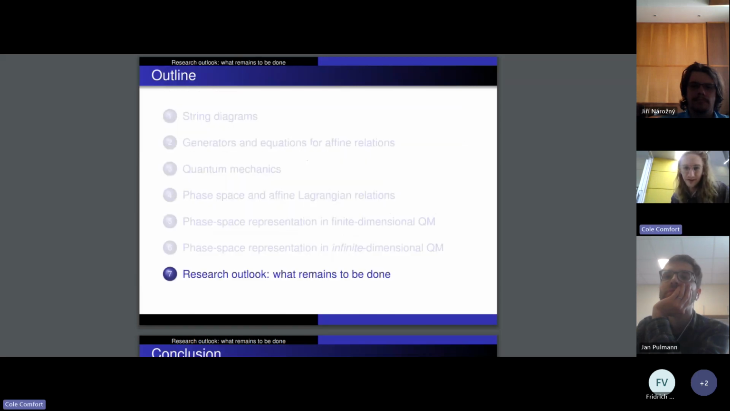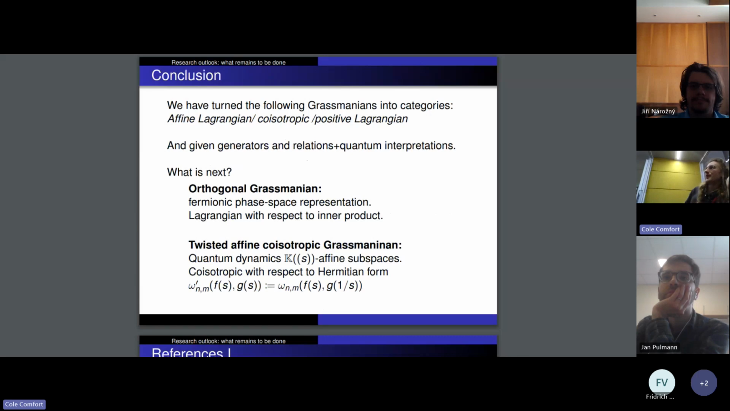Okay, so this is the end of my talk. I'm going to just talk about the future directions that I want to work in, and if anyone has any other ideas. So the general thing that I've done is, my co-authors and I have taken these different Grassmannians, which represent some kind of symmetries in quantum mechanics, and we've composed them relationally and got categories.